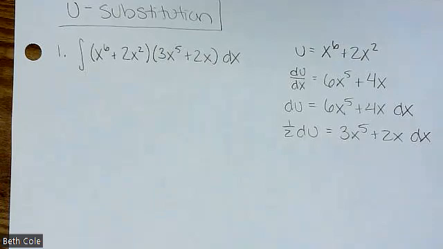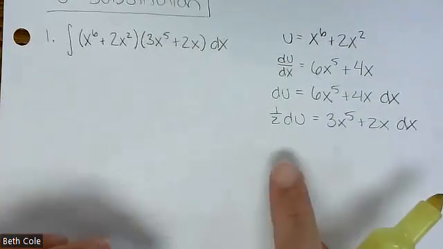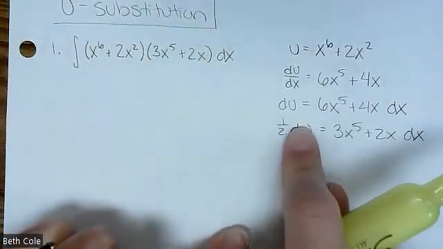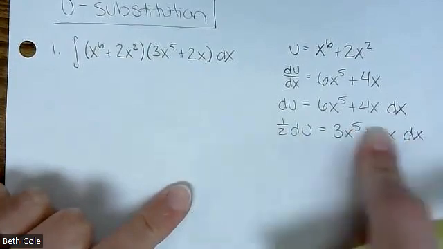Miss Cole, what if it's not? You picked the wrong thing for U. And if you are just willing to go back and try again, you will eventually get it to work. It'll work every time. Now, here's where I like to highlight. We are going to substitute, and that's why it's called U substitution, 1/2 du in place of this stuff.